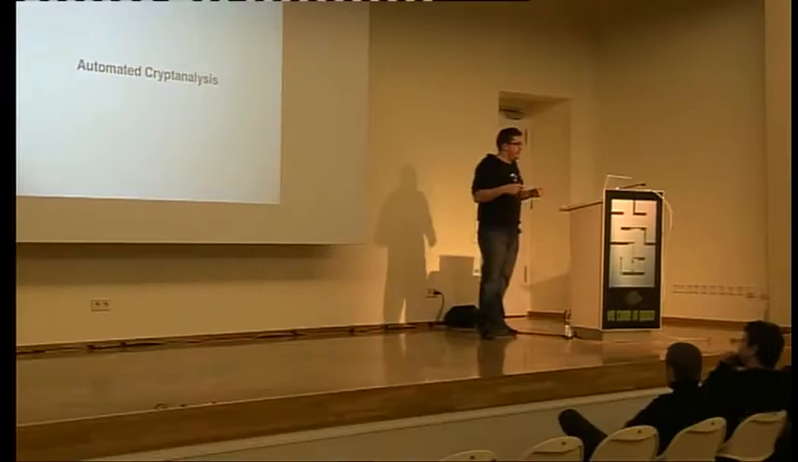The idea is, just like fuzzers that can automatically find buffer overflows, it could be interesting to have automated cryptanalysis tools to find weaknesses. So the goal here is to show you how to find cryptographic weaknesses, rather than just to present this flaw.